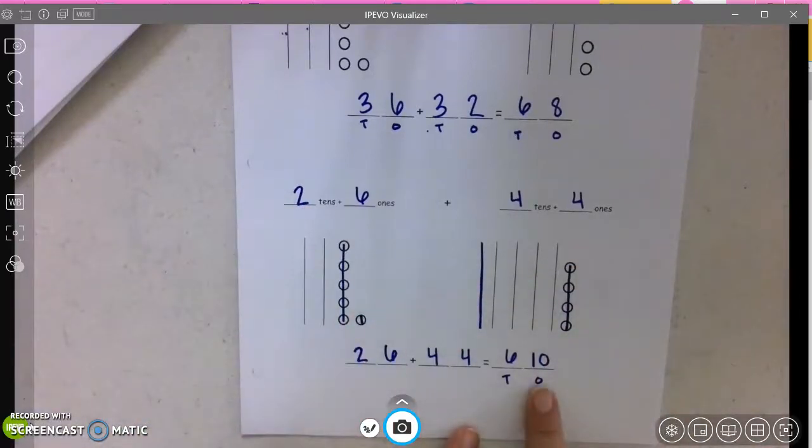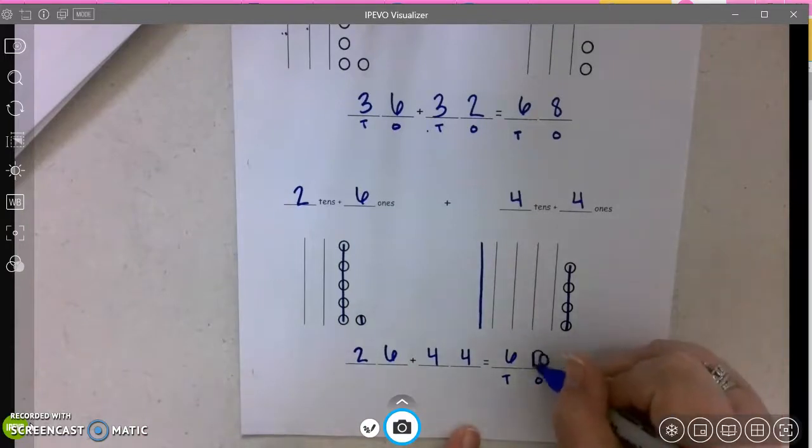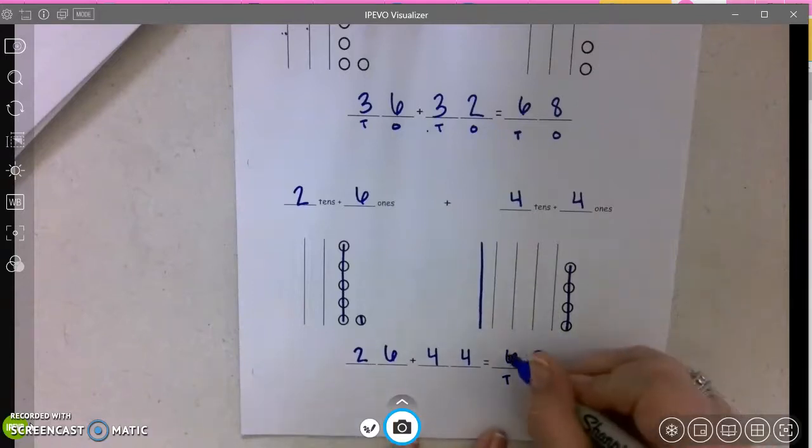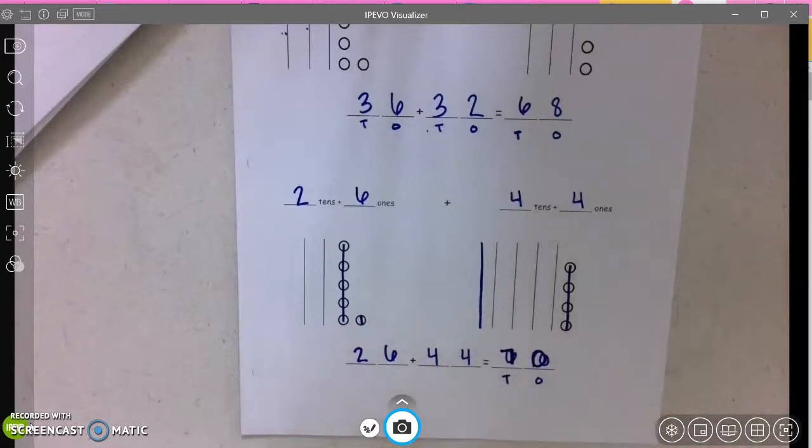So what number goes in my one spot? A 0, right? A 0 goes in my one spot. But now I have a stick here. So let's count our sticks again. 1, 2, 3, 4, 5, 6, 7. Now we have 7 sticks. So 26 plus 44 equals 70.